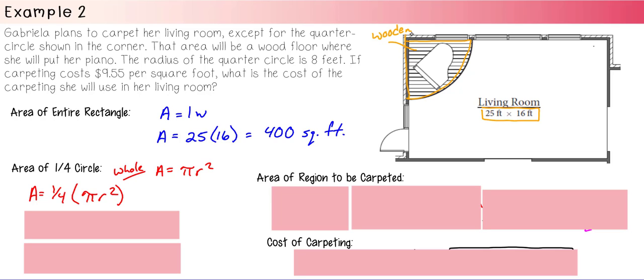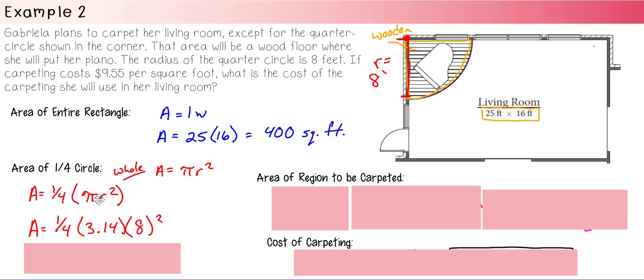And then we would figure it out. So first off, remember the radius goes from the circle center to the edge of the circle. So this radius is 8 feet. And that's the only value we need for our circle formula. So we're going to plug that in, and I'm just going to use 3.14 for pi. Multiply the whole thing out. So the area of this 1/4 circle is 50.24 square feet.